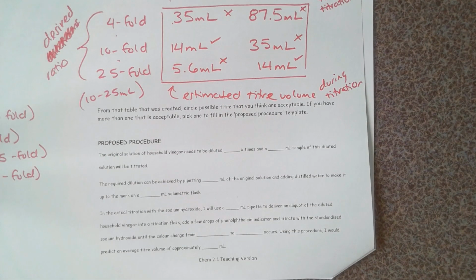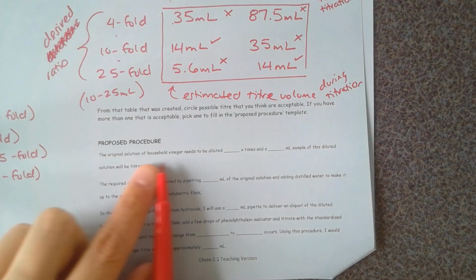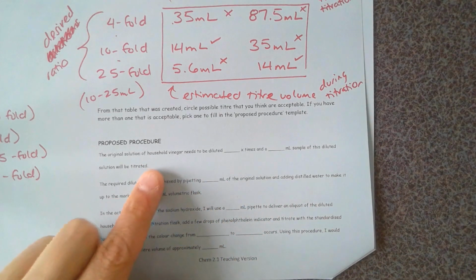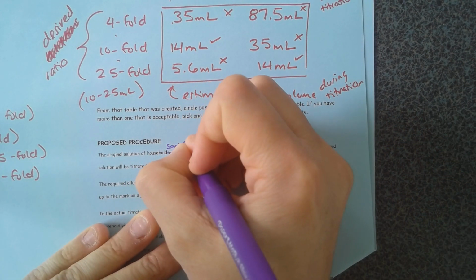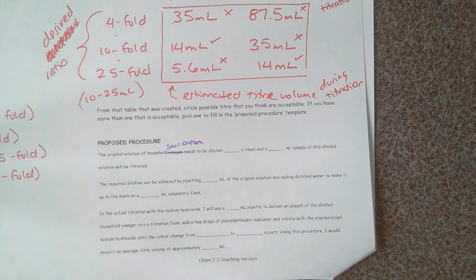So then we have a proposed procedure that you guys need to fill in to explain your method, and I'll walk you through it. I'm going to take the 10-fold because I think the 10-fold is the easiest one to do. With the 10-fold, I actually have two options. I could either make a 10-fold in 100 milliliters, or I can do a 10-fold with a 25 into 250. So it doesn't matter which one you choose. The original solution of household sour cream needs to be diluted 10 times.